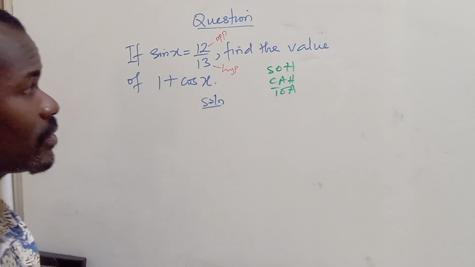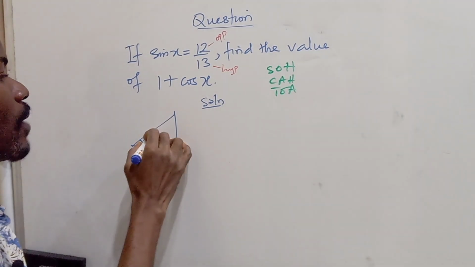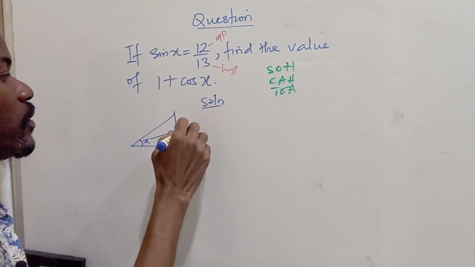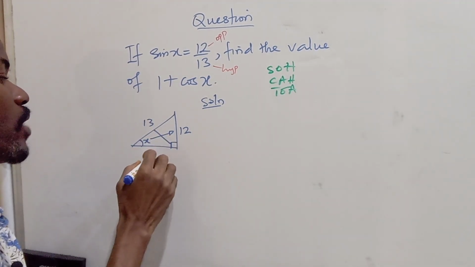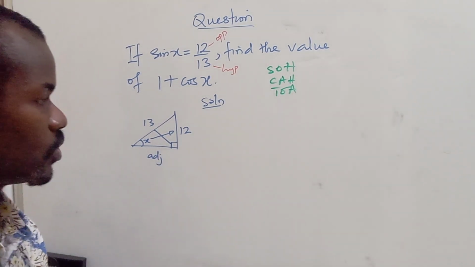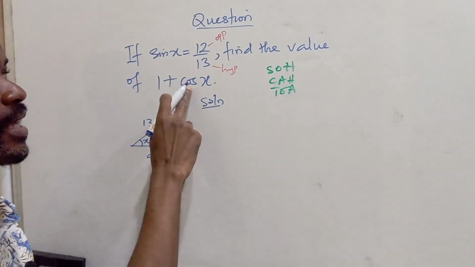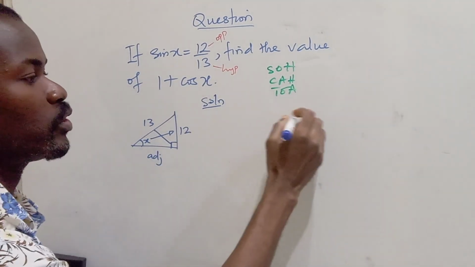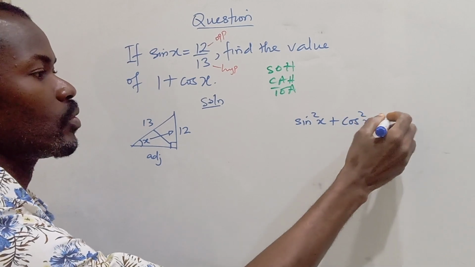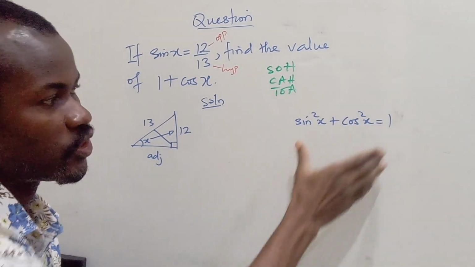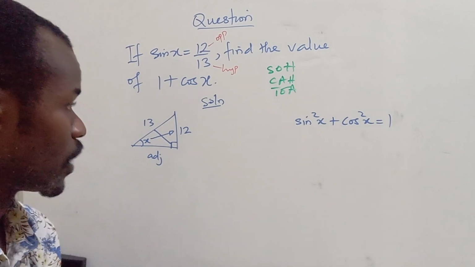To help us, there are two ways to solve this. The first way, let's see the triangle. If I have x here, our opposite is going to be 12. Our hypotenuse, which is this direction, is going to be 13. Now we have no idea of the adjacent. One approach is to solve for the adjacent, get our cos x and substitute it here. Another approach is to use sine squared x plus cos squared x is equal to 1. You can also use this trigonometric identity to solve this problem. But let's work on this quickly.